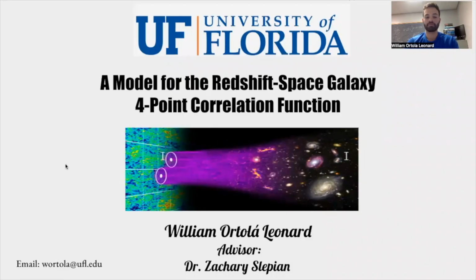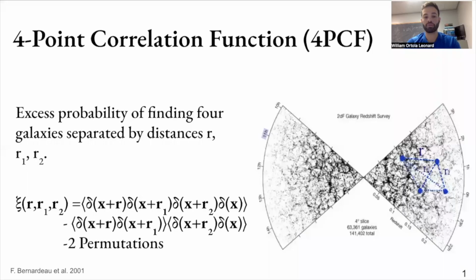Hello everyone, my name is William Ortolá-Leonard, and I am a graduate student at the University of Florida working on constraining the properties of dark energy. To do this, I am modeling the redshift-space galaxy 4-point correlation function, and this is what I will be talking about in this video. Just to remind you, the 4PCF is the excess probability of finding 4 galaxies in a specific tetrahedral shape.